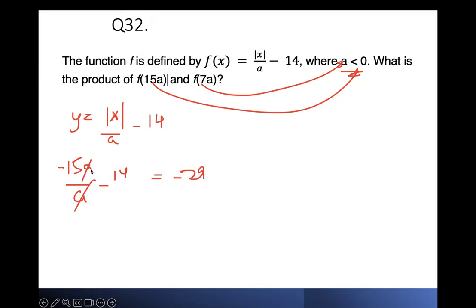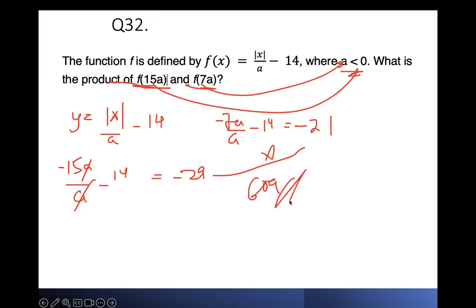This will be 1 because you chose the positive number. Same thing, I have to choose the absolute value of the 7. So minus 7a over a minus 14. That's all. What are you going to get? Minus 21. They said the product of these two numbers. So these two multiplied by each other, you're going to get 609. It's a key fact. If you ignore it, like I said, you get it wrong.